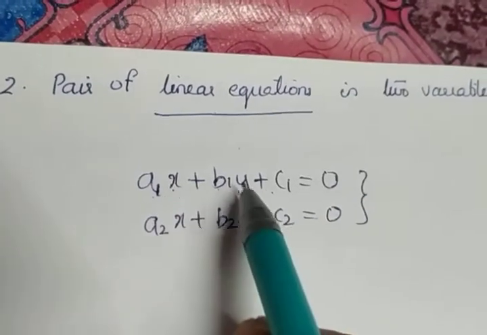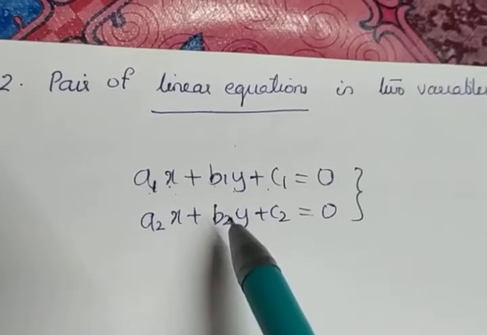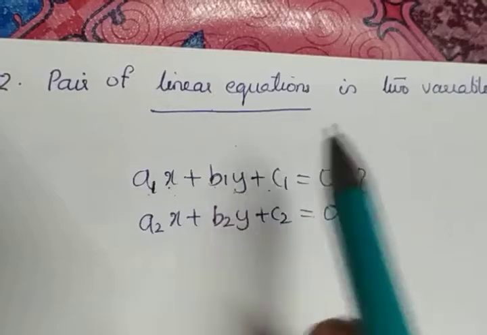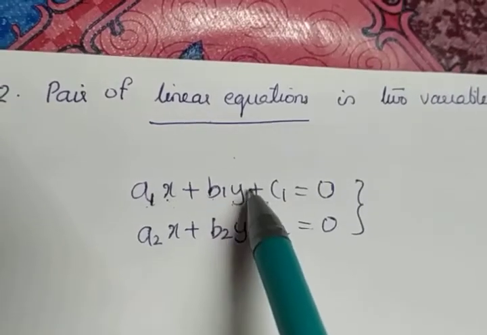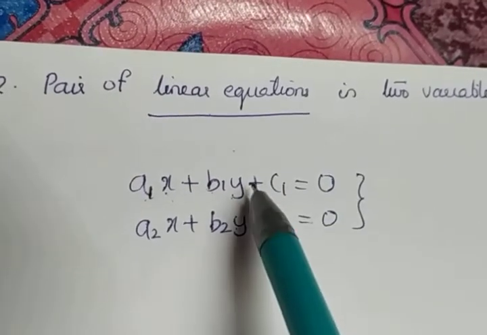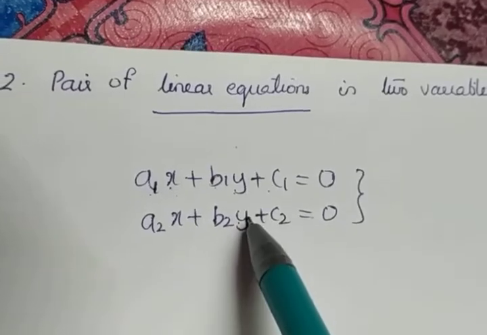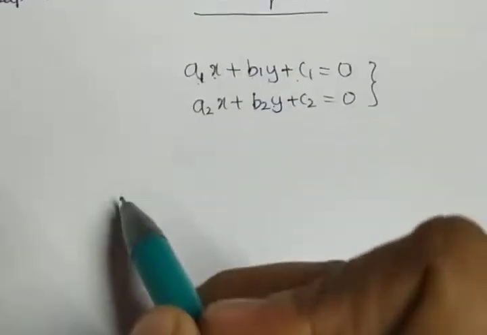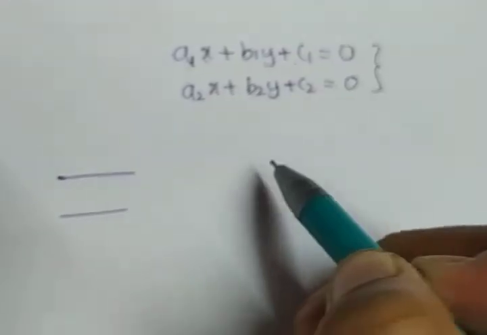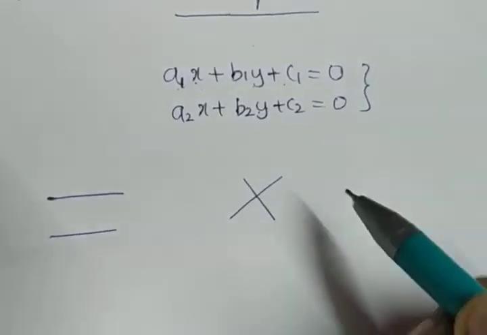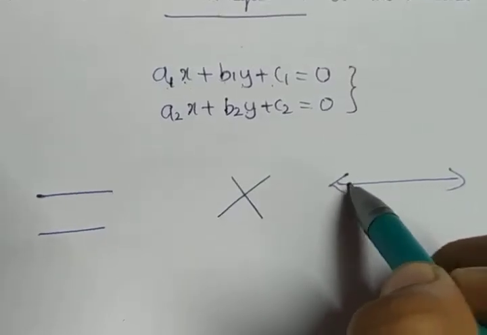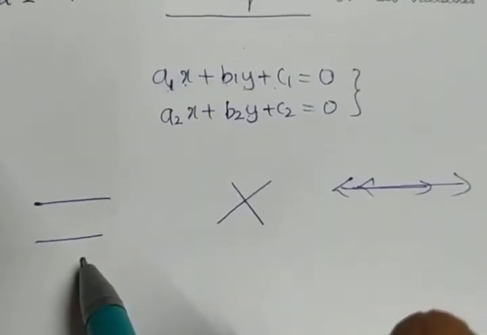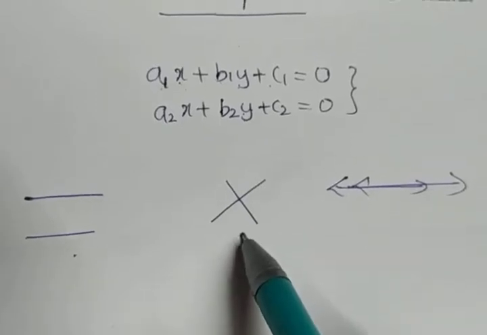There are two variables x and y, two equations. That means there is a pair of linear equations. Why? Because it is linear as the degree of x and y is 1, and the graph of these two equations will be a straight line. So if I draw the graph of these two equations, I will be getting straight lines, and if I get two straight lines, there can be three conditions. Either the lines can be parallel, or the lines can intersect at a point, otherwise the lines can be coincident lines.